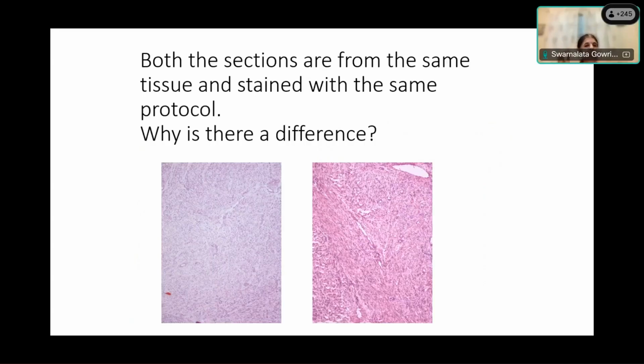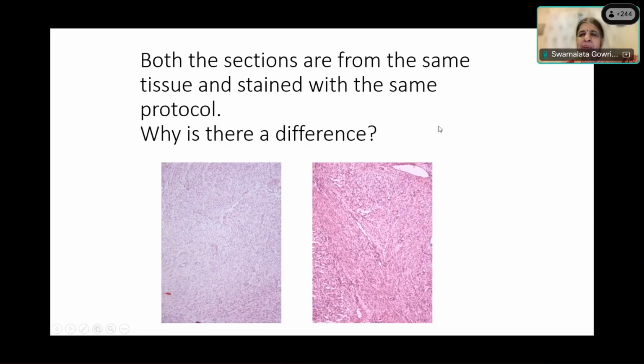Here, this is the same tissue stained with the same protocol. Here it is different. Here it's much better. What is the difference? Difference in the section thickness. It could be, but section thickness will actually affect the processing. So you will not get this uniform staining at all. So this is something else.